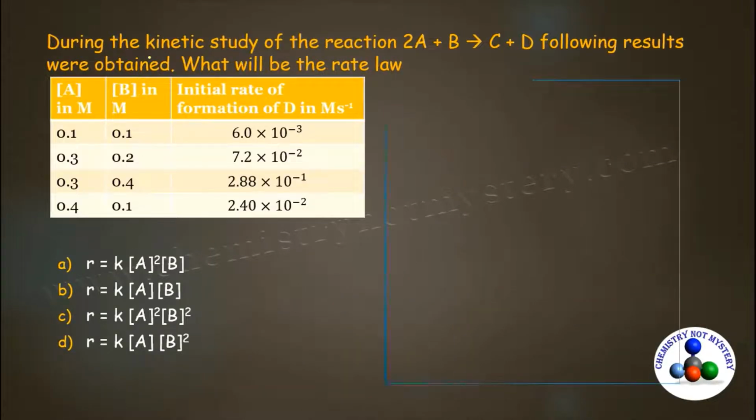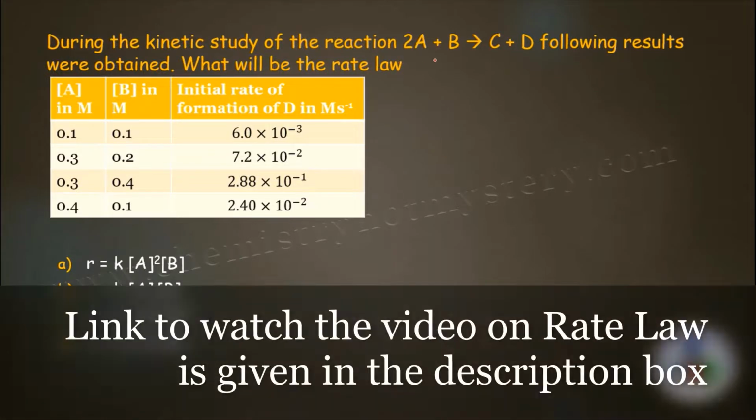During the kinetic study of reaction 2A plus B gives C plus D, following results were obtained. What will be the rate law? To solve this type of question, first you have to write the rate law. So rate will be equal to rate constant multiplied by A raised to the power x multiplied by B raised to the power y. You have to select two results in which the concentration of one reactant is kept constant while varying the concentration of other reactant.